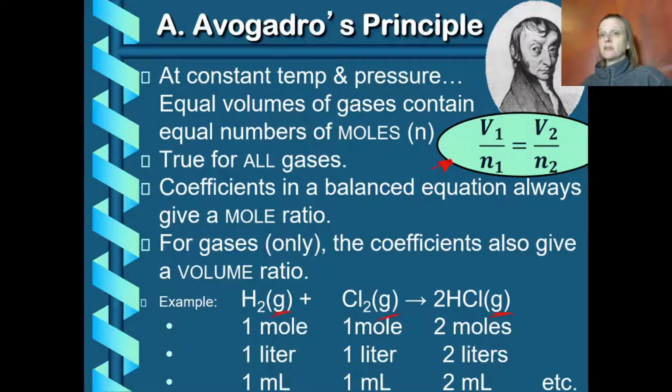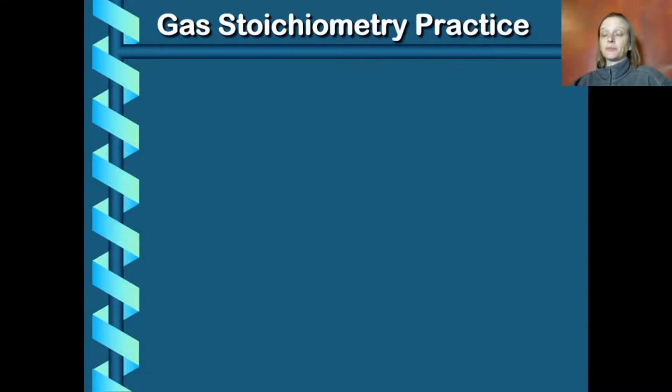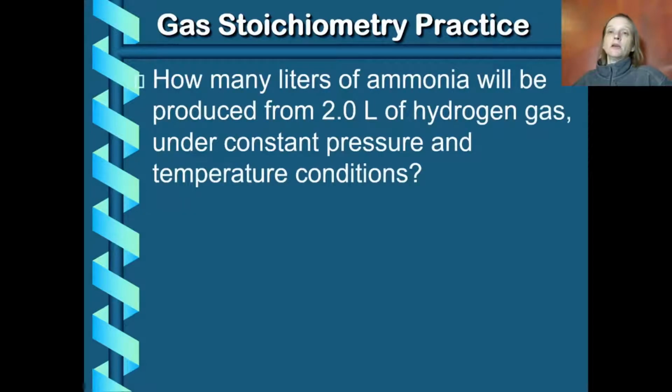This only works for gases. Don't try doing it with masses, but it's a convenient relationship when you are measuring volumes of gas. So let's see how we use this relationship to solve a problem. How many liters of ammonia will be produced from 2 liters of hydrogen gas under constant pressure and temperature conditions?